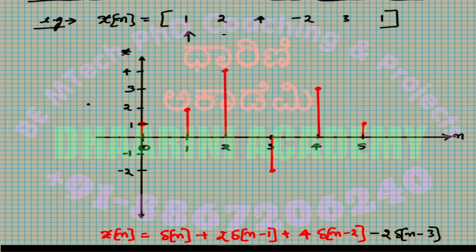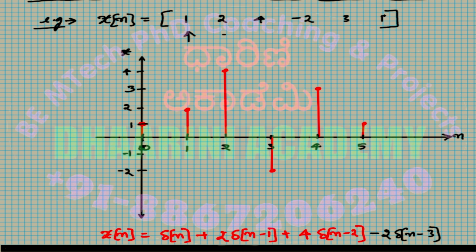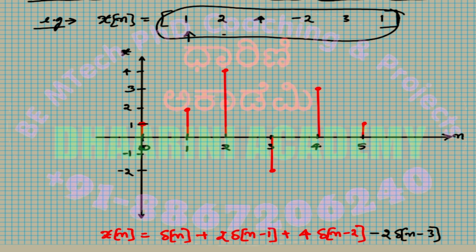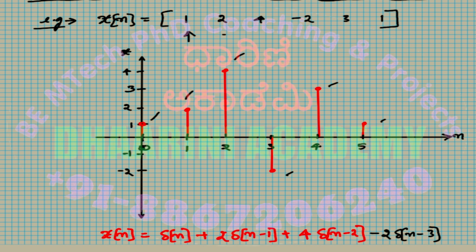So I plotted this graph. The magnitude is equal to the value of the samples given over here, and indexing according to the arrow. The arrow mark is the zeroth index, so I started the function from 0. You can see 0, 2, 4, minus 2, 3, and 1. This is my first step.